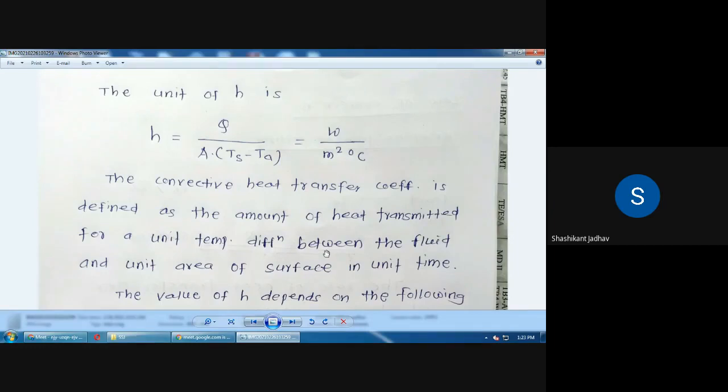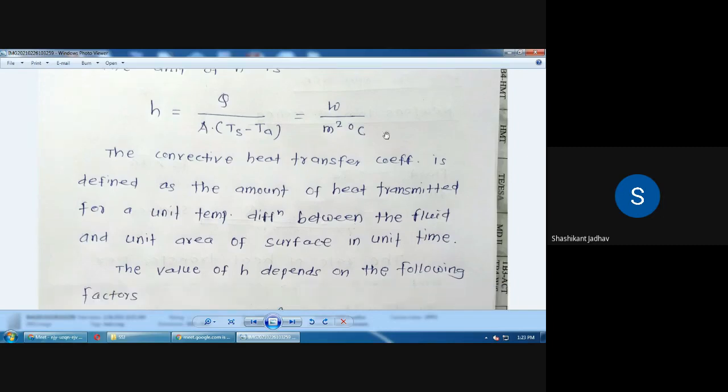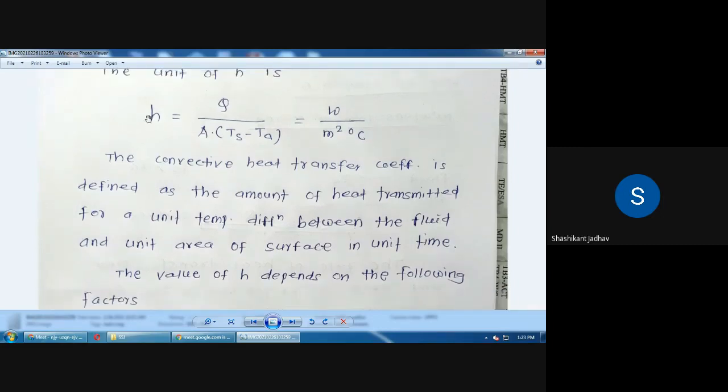Okay, so from that, what is the convective heat transfer coefficient? So H is equal to Q, when the unit area is there and the temperature difference is also unit, then we say that the heat transfer coefficient for convection is nothing but the amount of heat transfer through that particular object. So what is meant by convective heat transfer coefficient? The convective heat transfer coefficient is defined as the amount of heat transmitted for a unit temperature difference between the fluid and unit area of surface in unit time.